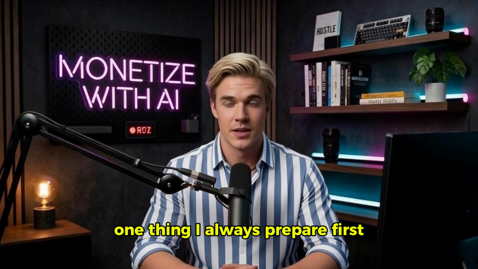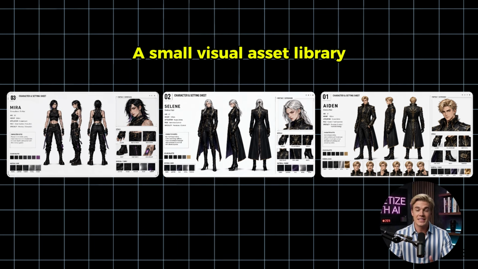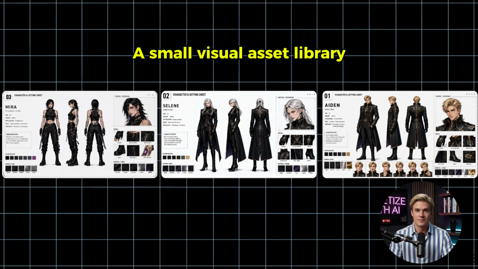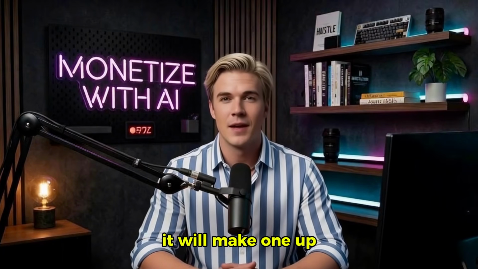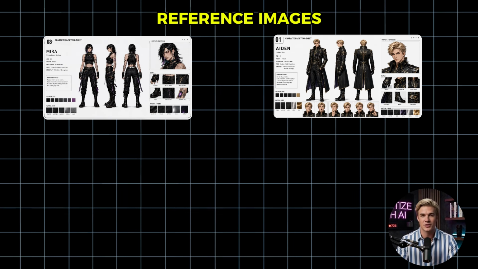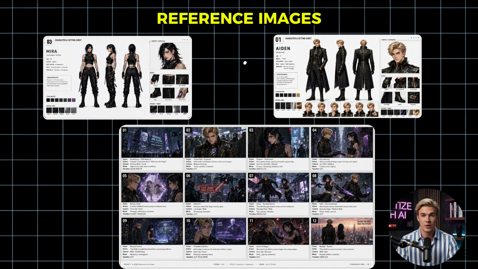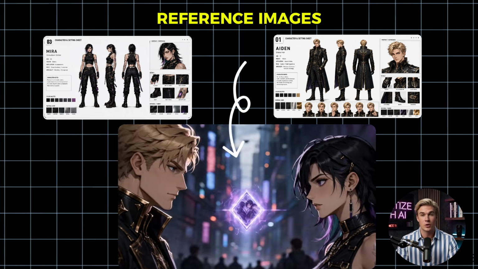Before I create the storyboard, there is one thing I always prepare first. A small visual asset library that can include character references, scene references, props, outfits, products, or style references. Why? Because if you don't give AI a reference, it will make one up. And when it makes things up, your video becomes more random. So for this demo, I'm using character reference images first. This helps GPT Image 2 create a more consistent storyboard. And later, it also helps Seedance 2.0 keep the characters and style more stable.